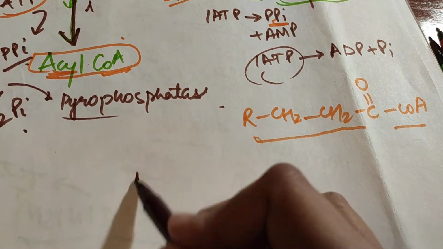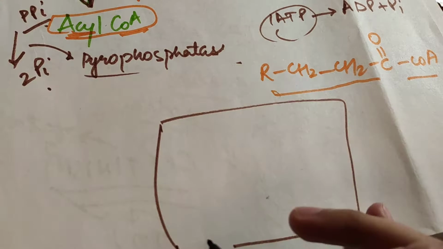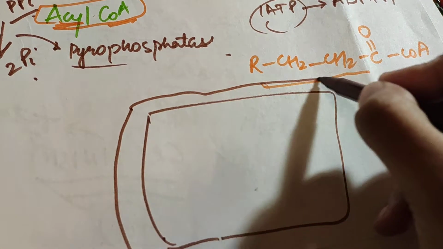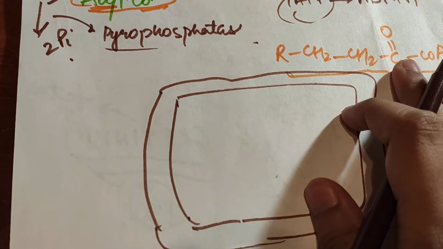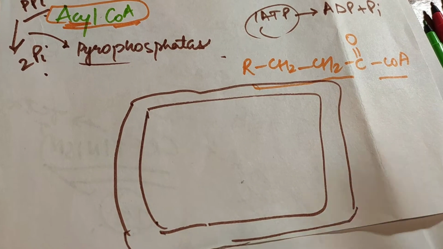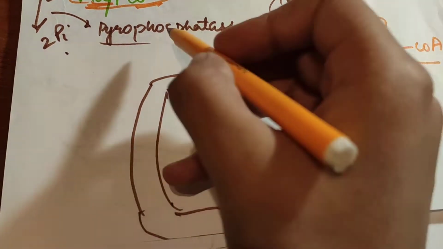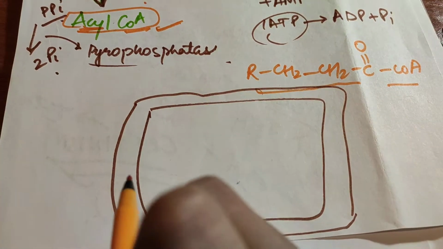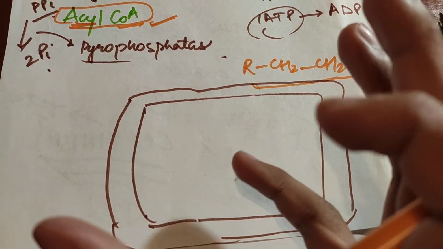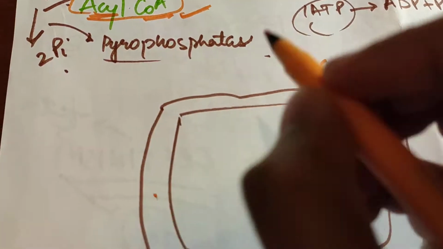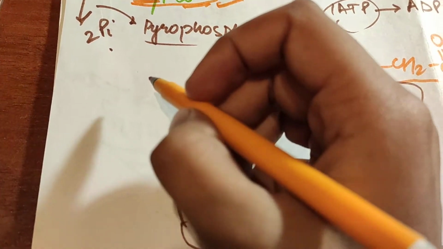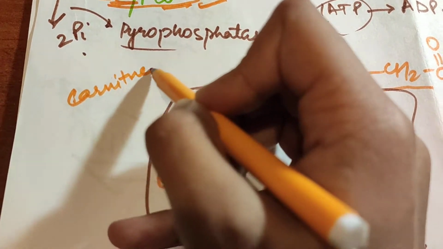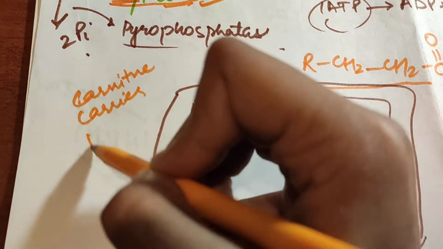this mitochondria is good. The outer membrane is good, but the inner membrane is very bad. It doesn't allow anyone to enter into its house. Okay, so what will happen? There is a friend of this acyl coenzyme A who will help it to enter in disguise. How? We'll see here. In the inner mitochondrial membrane there is a protein, the carnitine carrier protein.